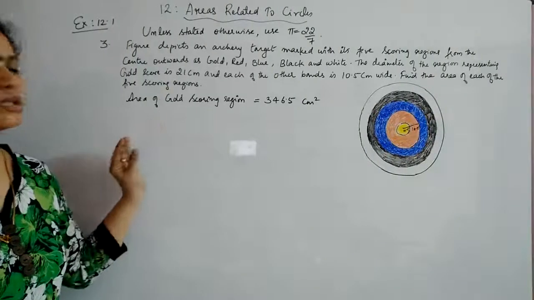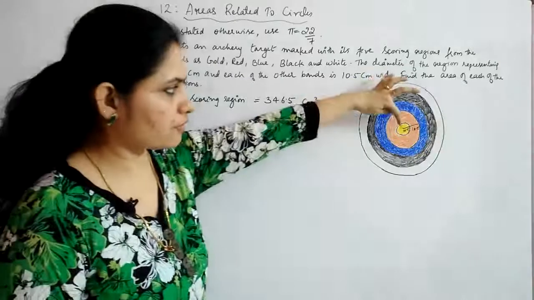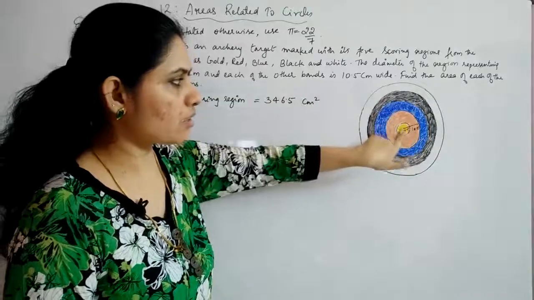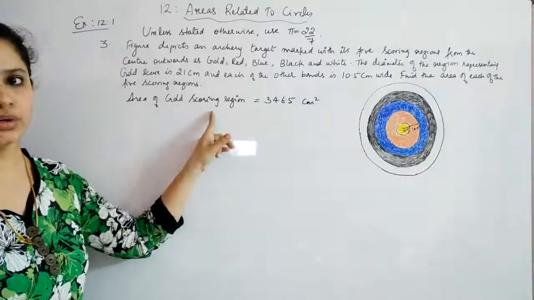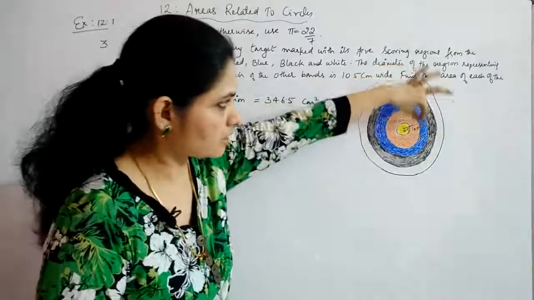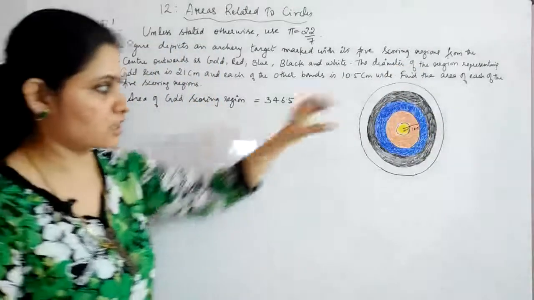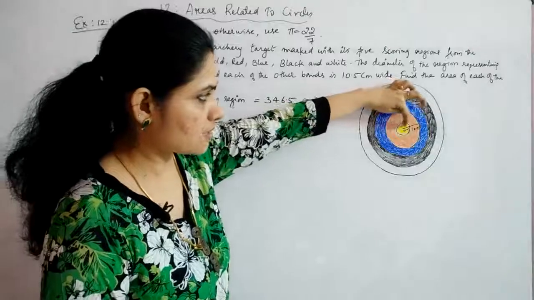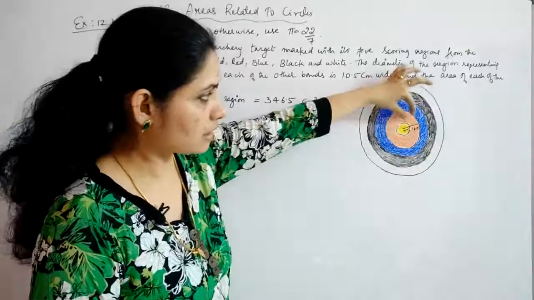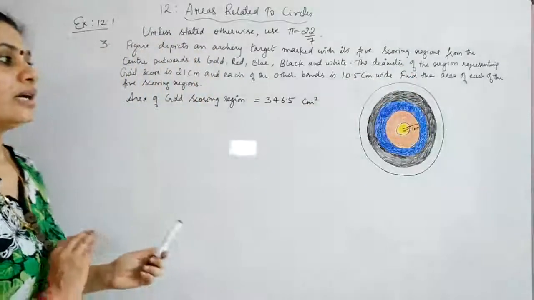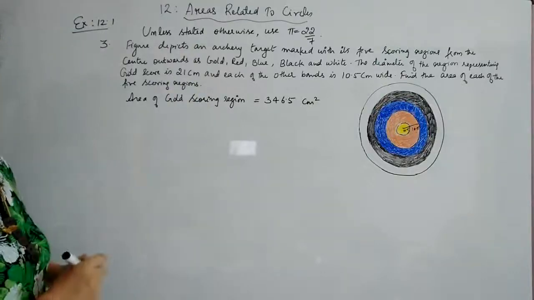Now for finding out the area of the red scoring region, what we will do is first we will find out the total region comprising the gold and red regions, and then subtract the area of the gold region. That will give you the region, that means only the red region. For that, first we need to find out the radius of that circular region totally. That is, this much is the radius of the gold region, plus the width of the red region will give you the radius of the total circular region comprising the red and gold scoring.